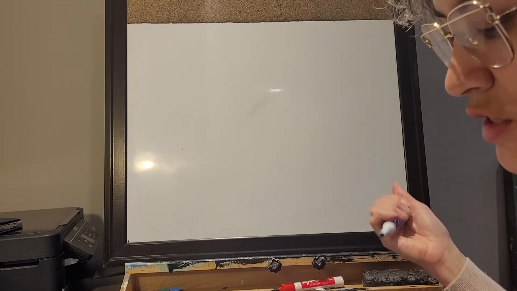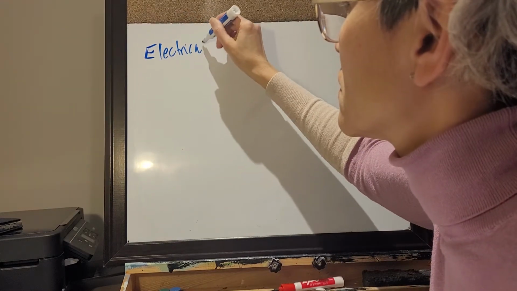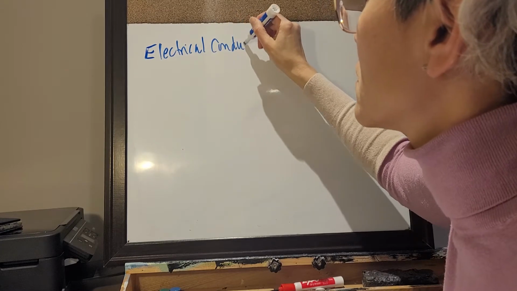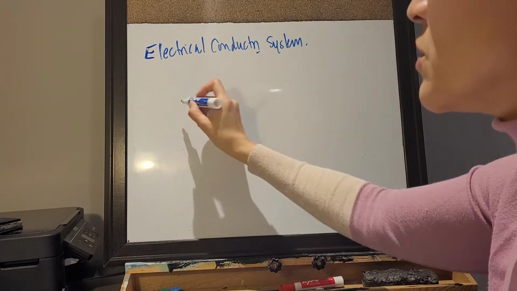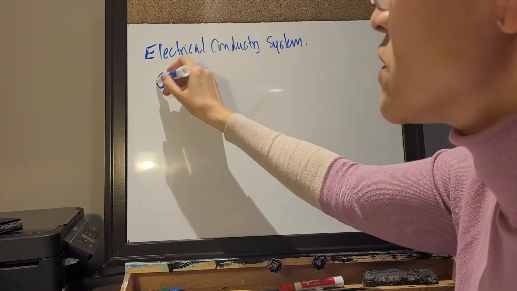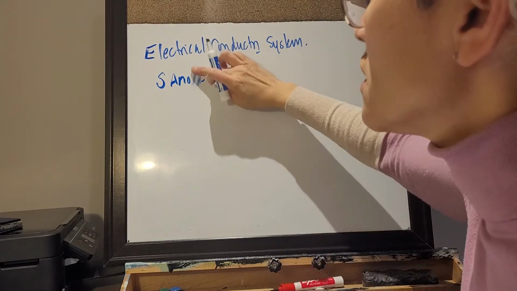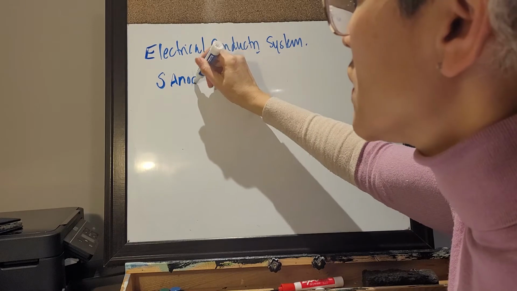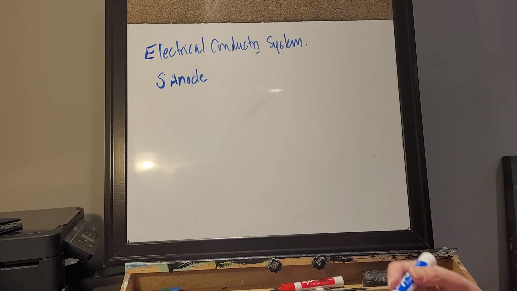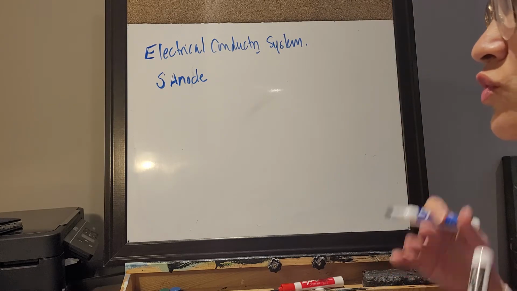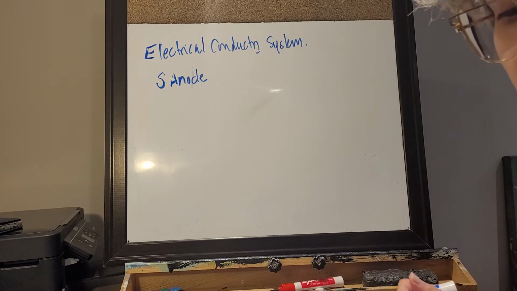Okay, the electrical conduction system. Like I said before, it has to be committed to memory. The pacemaker site is the SA node. It'll automatically depolarize, but it does have some influence from your SNS and PNS. But cells, let's say in a petri dish, would spontaneously depolarize. And that's one of the characteristics of pacemaker cells.